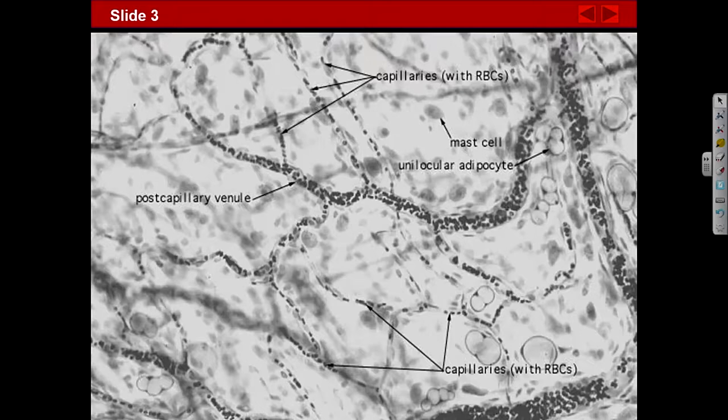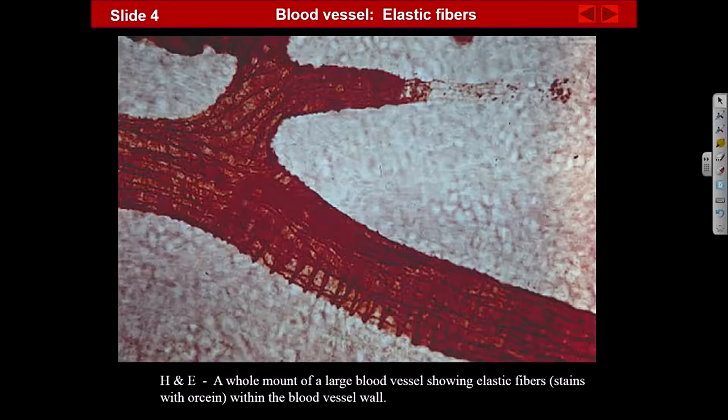Okay, and then we can see the same thing here. You can see here, we can see through all of these blood vessels, right? Another whole mount. You can see, this is the venous system, venules and veins, capillaries of these blood vessels in this whole mount. No, we wouldn't say there are any arteries there because we can see through everything. Okay, now here's a large blood vessel stained for elastic fibers. See all of these elastic fibers? Okay, so this would be a larger elastic artery.